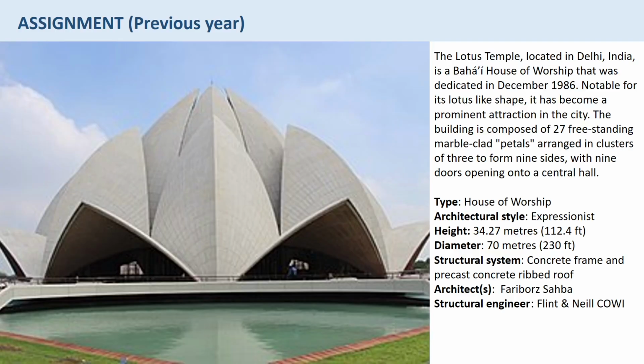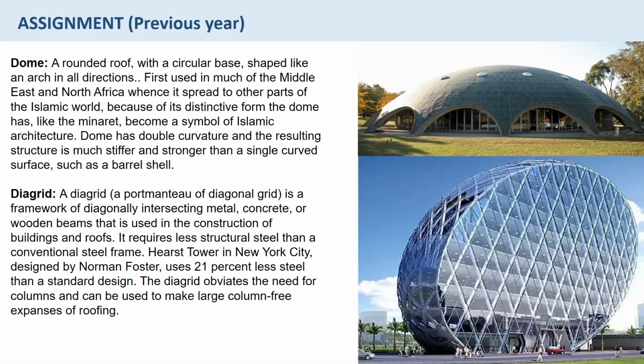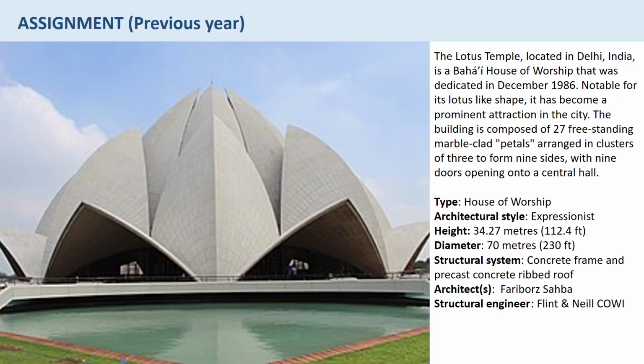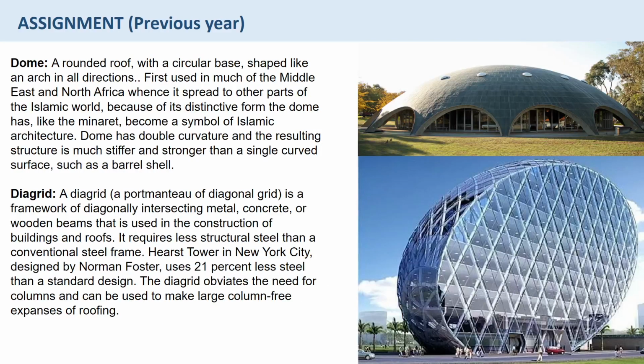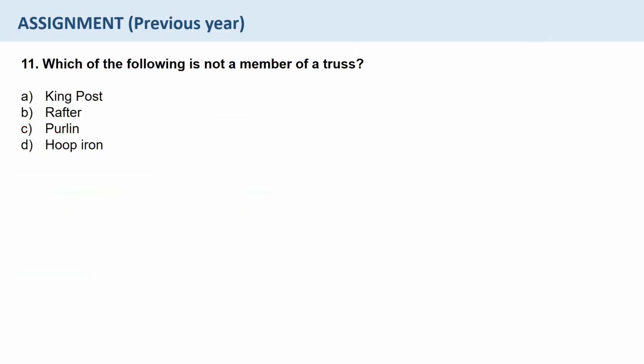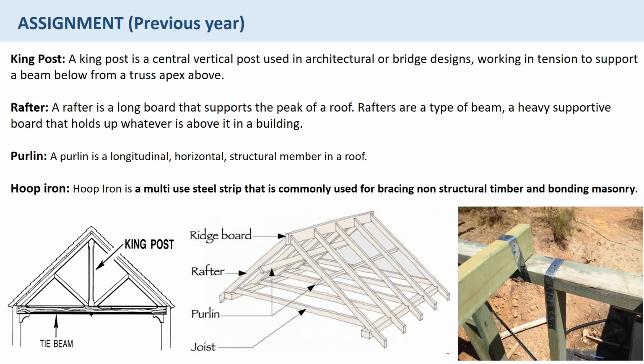So looking at this image, this is a curved shell. It's a curved shell structure. So the answer is C, shell structure. Question number 11. Which of the following is not a member of a truss? King post, rafter, purlin, or hoop iron?